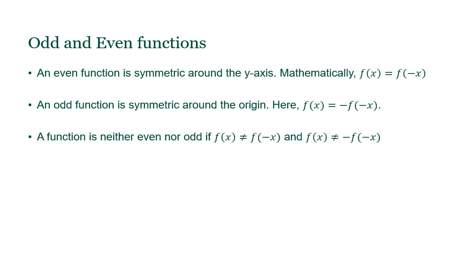And the function is neither even nor odd if f of x is not equal to f of minus x and f of x is not equal to minus f of minus x. So it's not even and it's not odd. So let's start some examples and see.